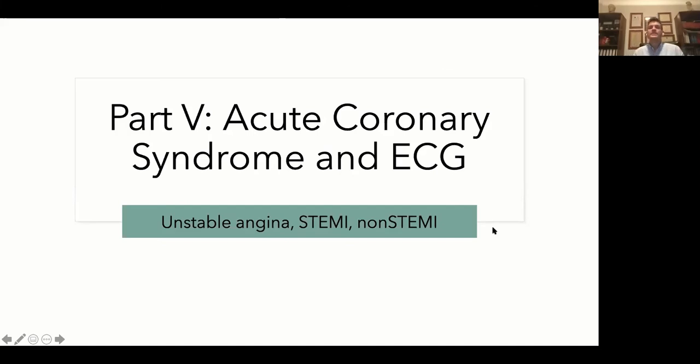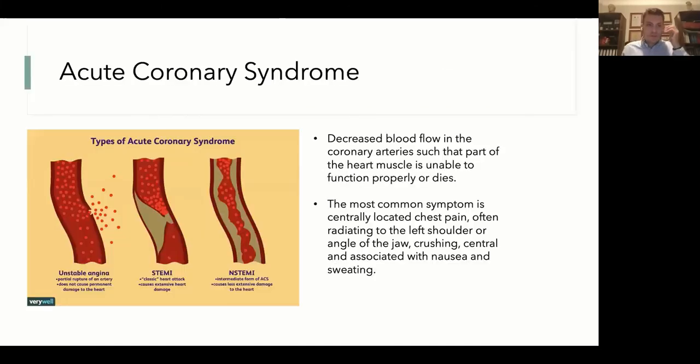Coronary syndrome and ECG. So what is an acute coronary syndrome? Acute coronary syndrome is the presence of decreased blood flow in the coronary arteries that supply the heart muscle. And since there is low blood supply to the coronary arteries, there is low blood supply to the cardiac muscle. Now, this will appear as centrally located chest pain, which is crushing and heavy, and it will radiate to the left shoulder, the angle of the jaw, and it's associated with nausea and sweating.